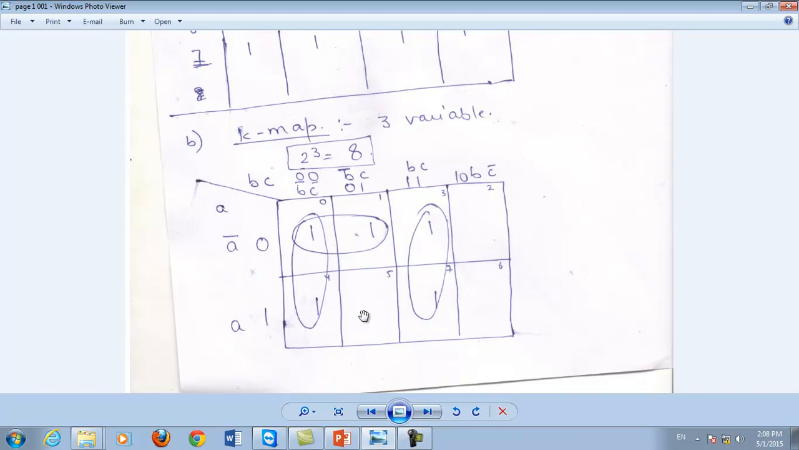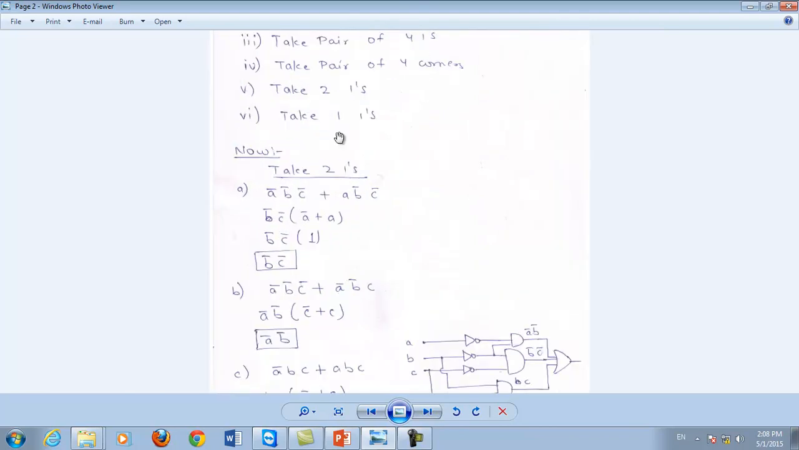And after the creation of the K-map, you have to make pairs of the values present in the K-map. Now, if we want to make pairs of the values, the first pair that we will consider will be the pair of 8 ones. It means if there are 8 ones simultaneously in the K-map, then we take the pair of all the 8 ones. But there are no 8 ones here. So next is to take the pair of 4 ones.